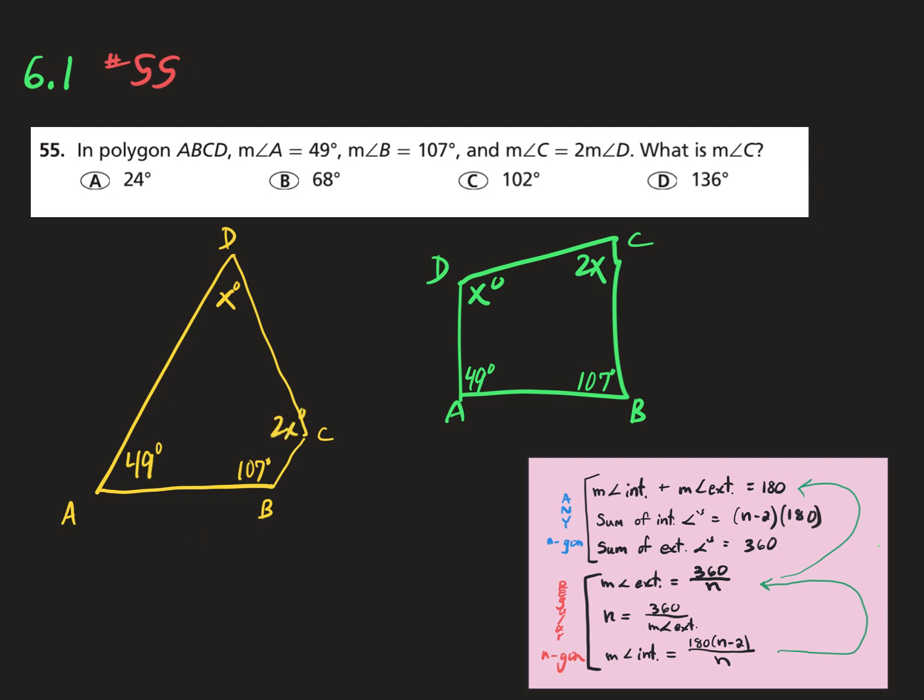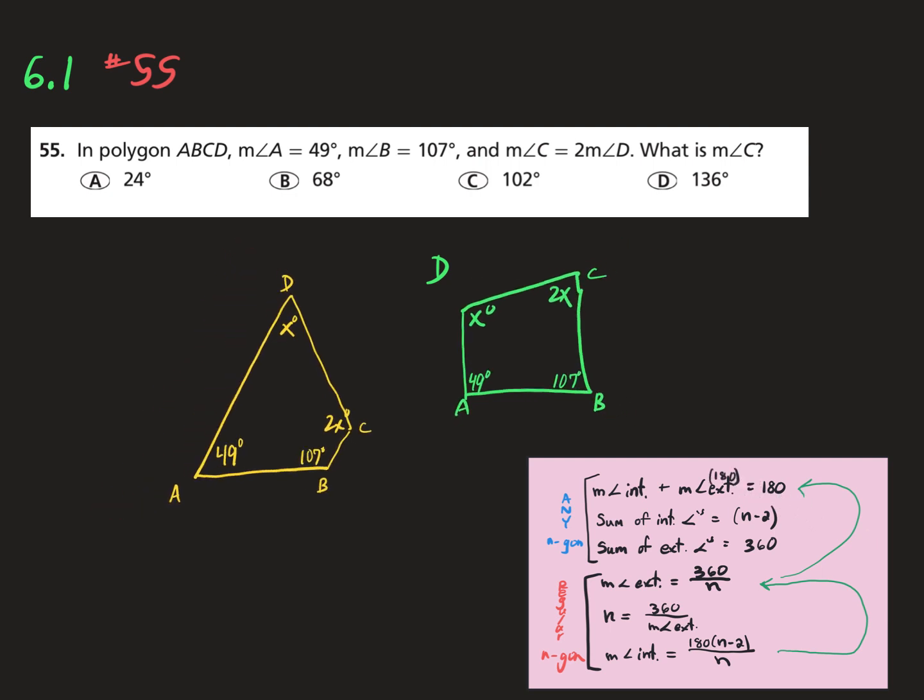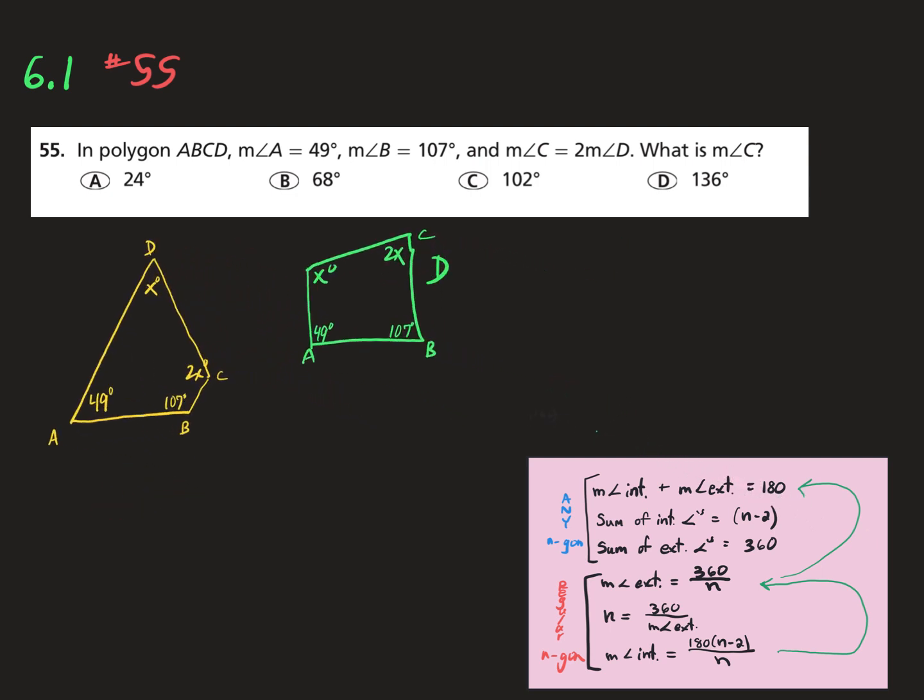All right, so now what? Well, they gave us interior angles, and we know that for any polygon with n sides, the sum of the interior angles is 180 times n minus 2. So if we add up the angles, 49, 107, 2x, and x, that's equal to the sum of all the interior angles. Again, 180 times the number of sides minus 2.